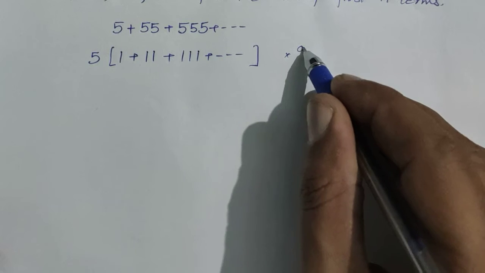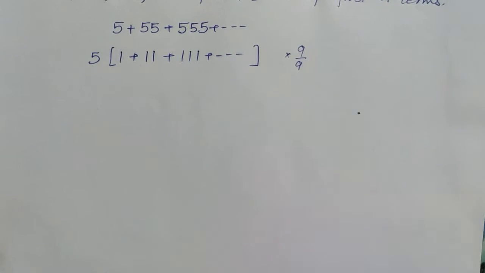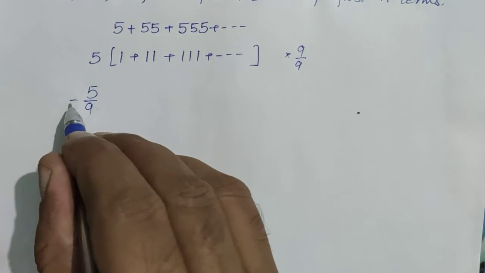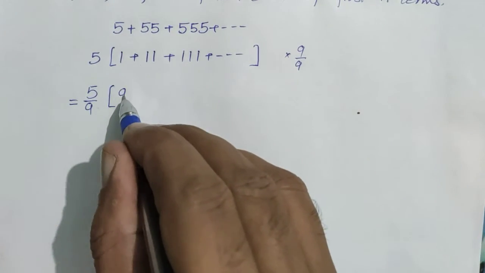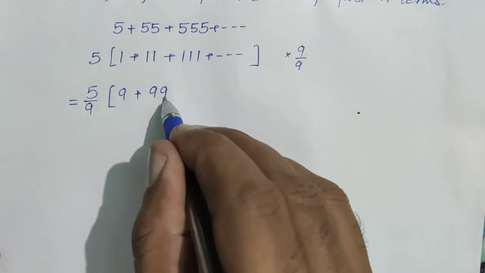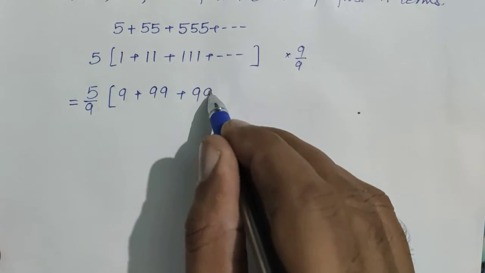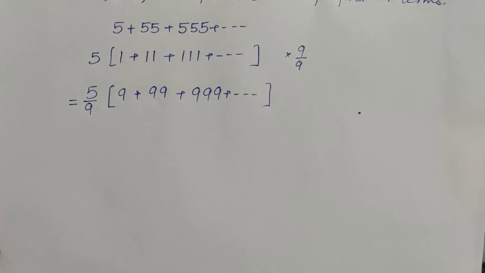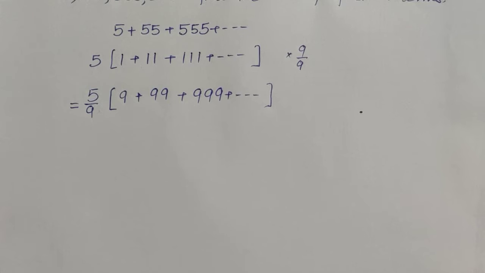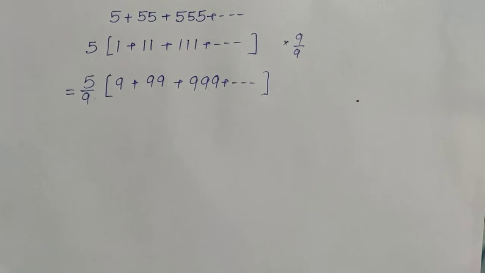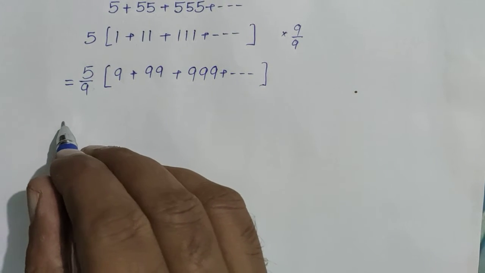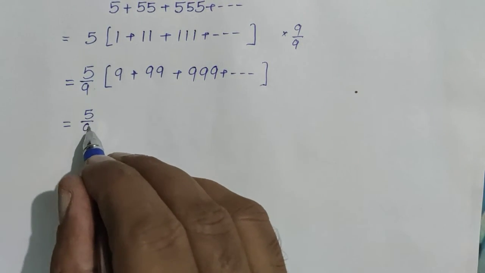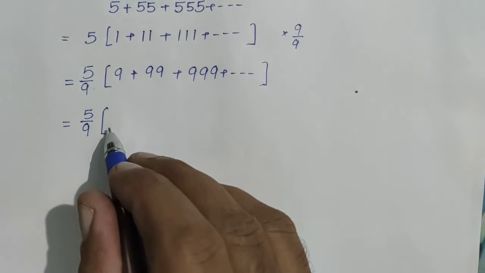We are multiplying it by 9 and in the same way we need to divide by 9 also. So we can write it as 5 by 9 into 9 plus 99 plus 999 plus and so on. So will this be a geometric progression or not? Till now also we cannot say it is GP. So further, 5 by 9, now it will be converted into GP.